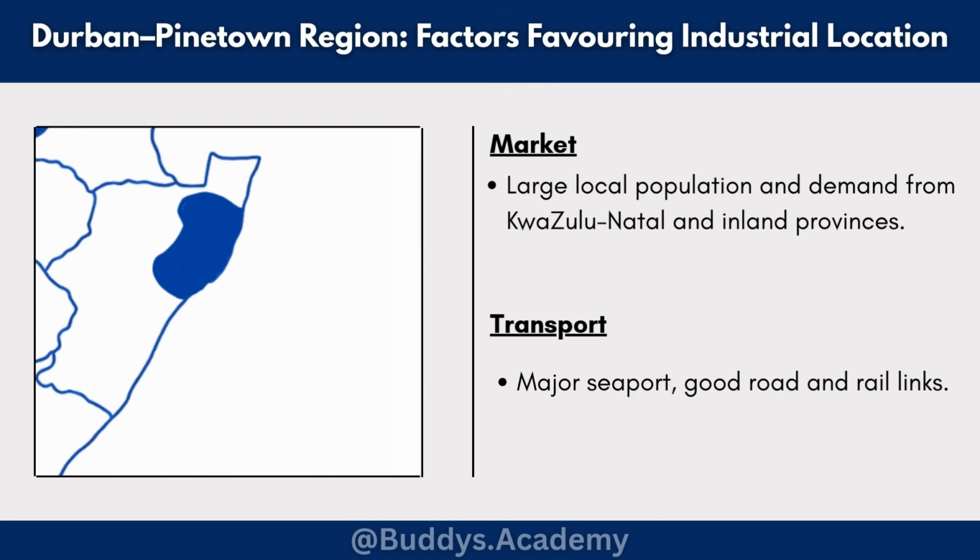Now, when we're looking at your Durban Pinetown region, the factors favoring industrial location would firstly be your market. So again, there's going to be a large local population and demand from your KwaZulu-Natal and inland provinces. Next would be transport. Remember, this area is going to have a major seaport, which is your Durban Harbour, right? There's going to be good road and rail links.